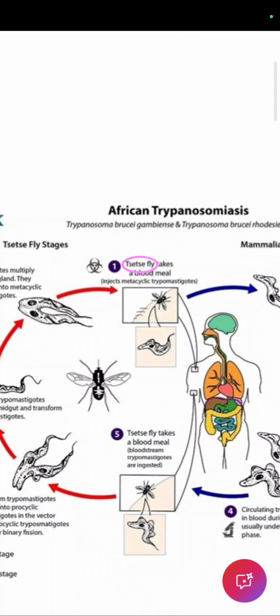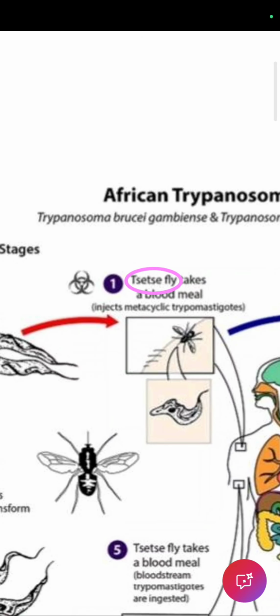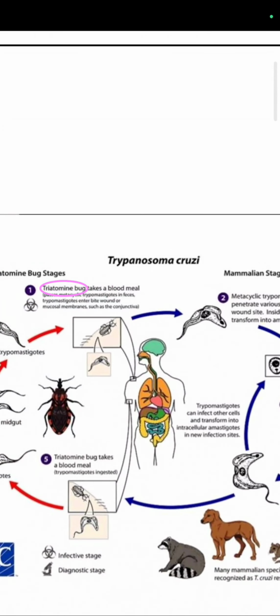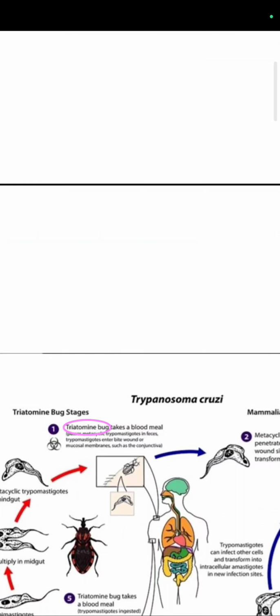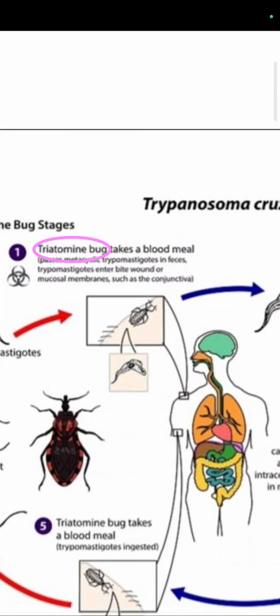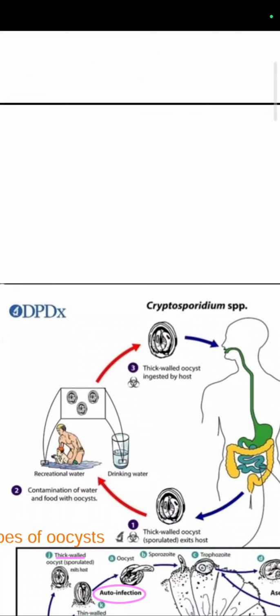Next we have African trypanosomiasis. Again, this is the same as Leishmania. You just have to look out for the vector, which is the tsetse fly in this case. So that was Trypanosoma brucei. This is Trypanosoma cruzi. Again, just search for the vector, the triatomine bug.